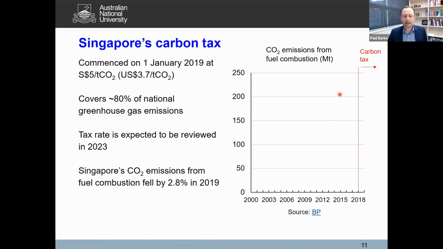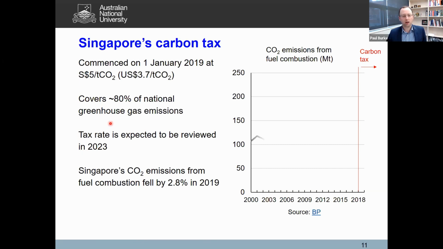In our region, there has been some action. Singapore has introduced a carbon tax, 5 Singaporean dollars per tonne CO2. That's between $3 and $4 US per tonne CO2. Here it is, 3.7 US dollars per tonne CO2. Their scheme covers about 80% of their greenhouse gas emissions. They're going to review that tax rate in 2023.